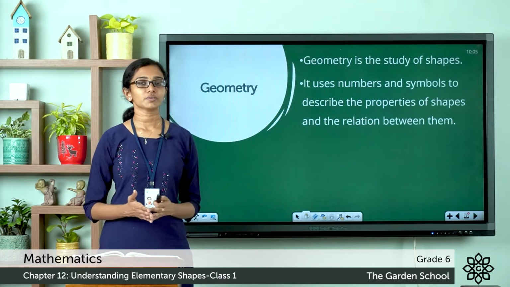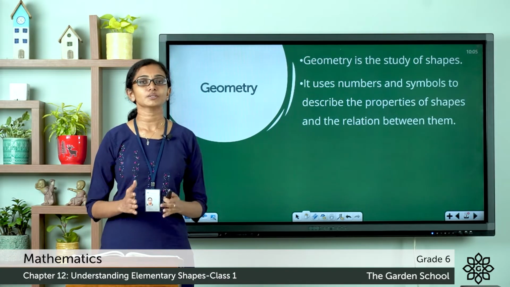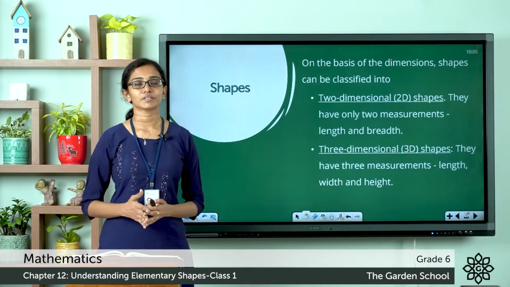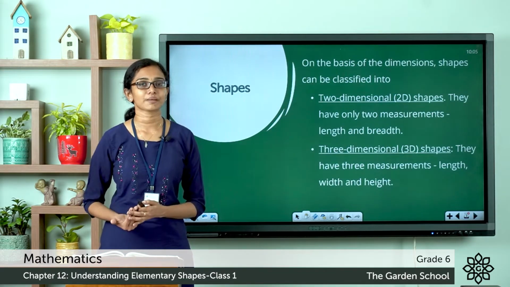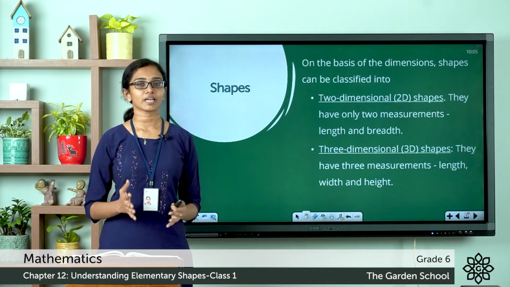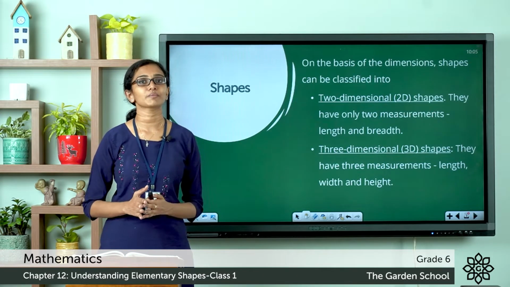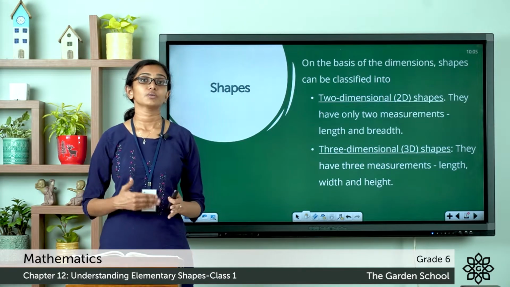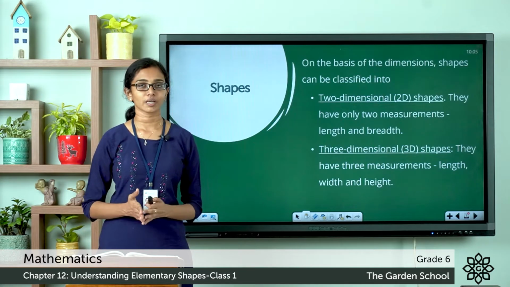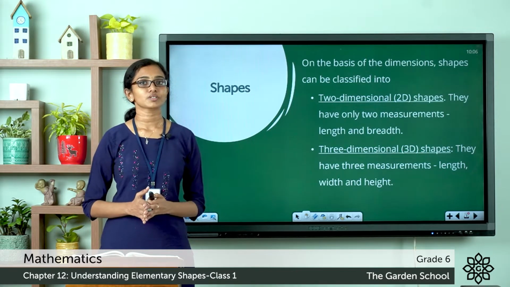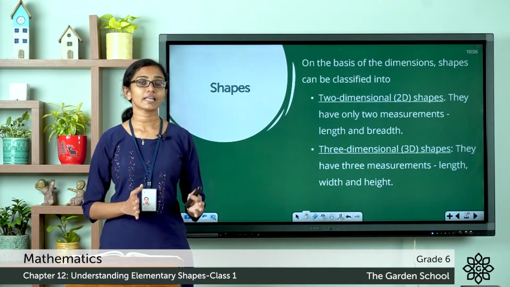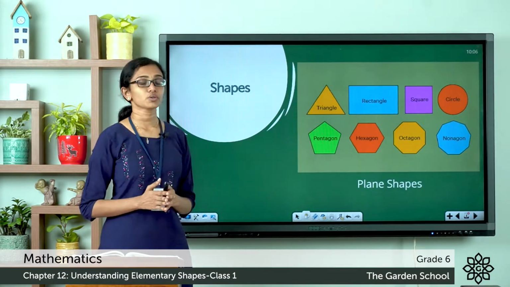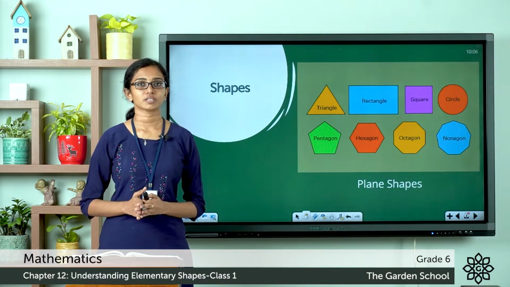Now, in geometry, we learned about different kinds of shapes. We know shapes can be two-dimensional or three-dimensional. Now, what do you mean by two-dimensional shapes? These are the kind of shapes that have only two dimensions or two measurements, such as the length and breadth. Three-dimensional shapes or 3D shapes have three dimensions or measurements, such as the length, width, and height. Here you can see the picture of a few two-dimensional shapes.